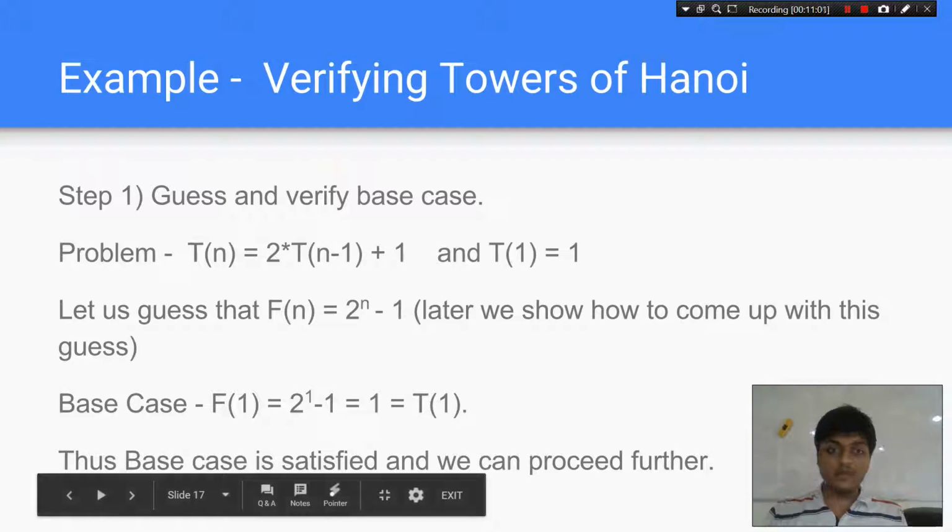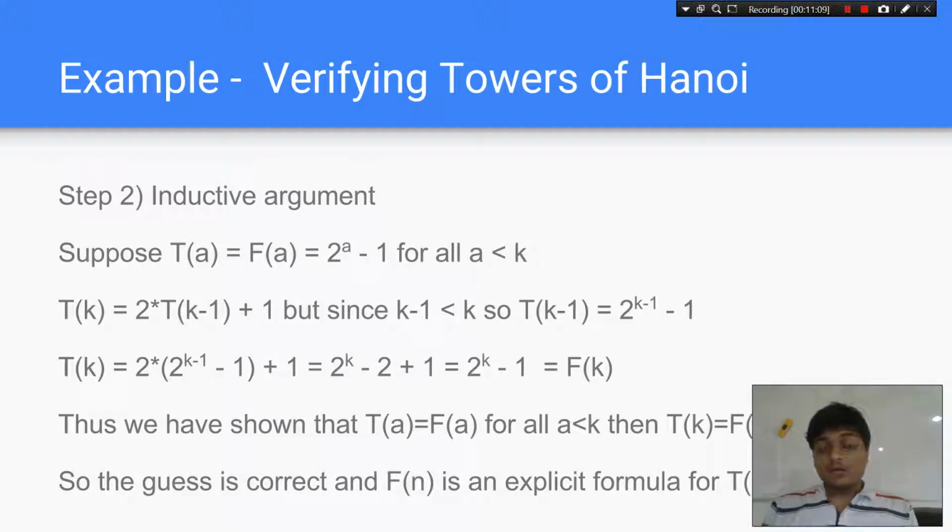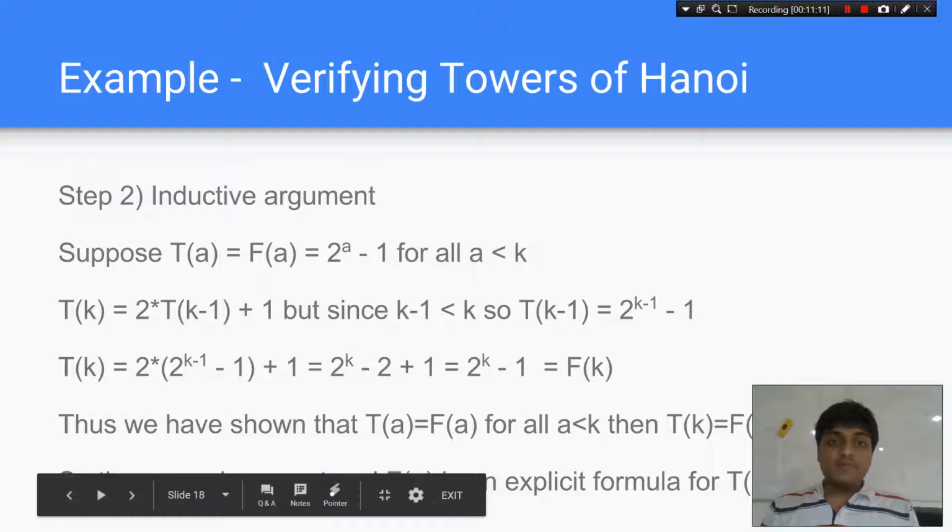So for the base case, we have to prove that f1 is t1. So f1 is 2 minus 1 equal to 1 is t1. So this is very obvious, right? Next step is a crucial one. Here we give an inductive argument.